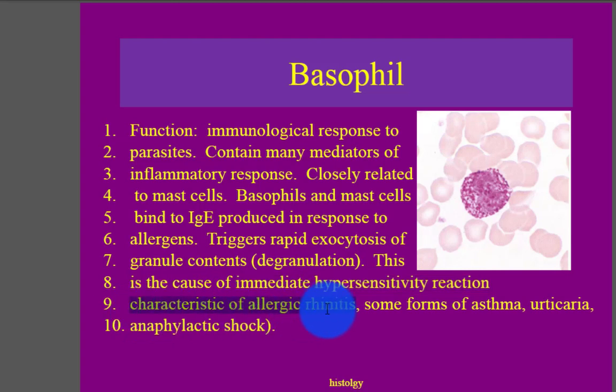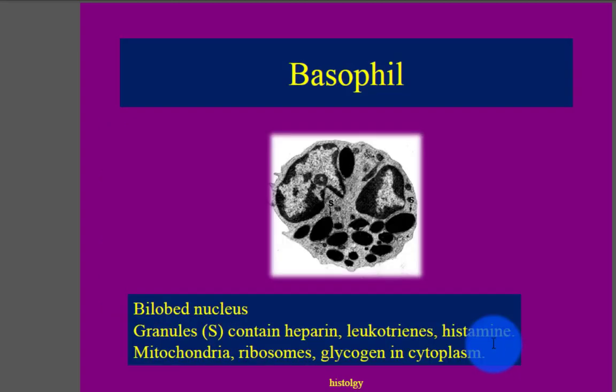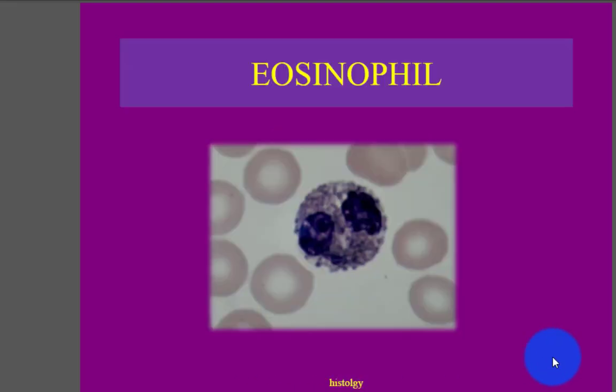It is characteristic of allergic rhinitis, some forms of asthma, urticaria, and anaphylactic shock. Basophil: bilobed nucleus, granules containing heparin, leukotriene, and histamine, with mitochondria, ribosomes, and glycogen in the cytoplasm.